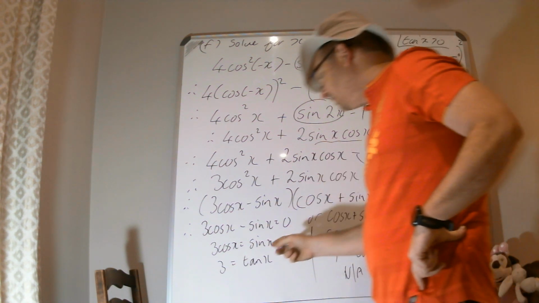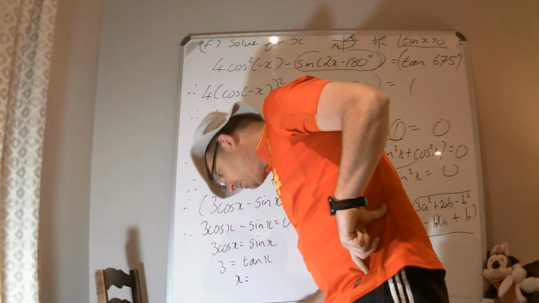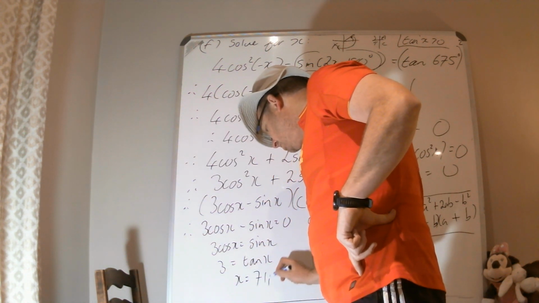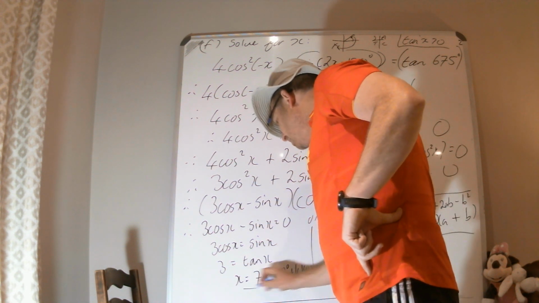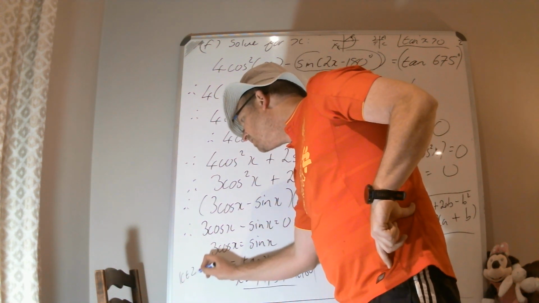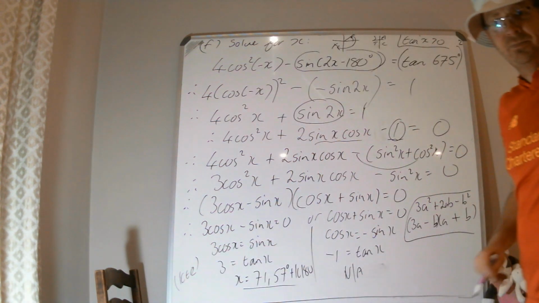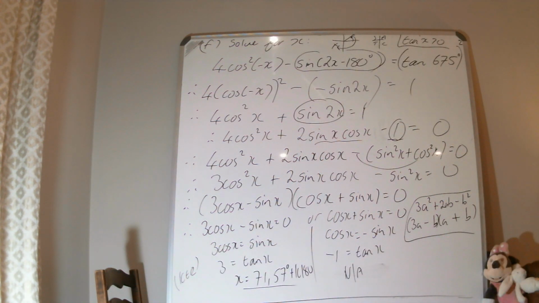And what's x going to be? Tan to the negative 1 of 3. You get 71,57 plus k 180, where k is an element of integers. Isn't that pretty? Isn't that amazing?